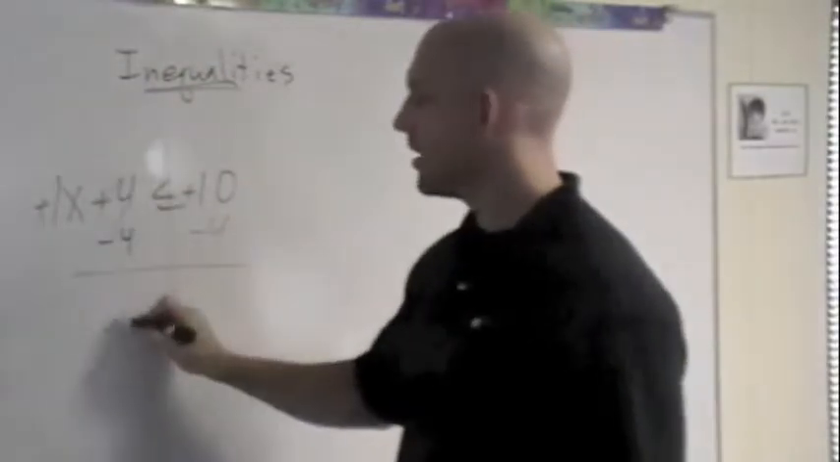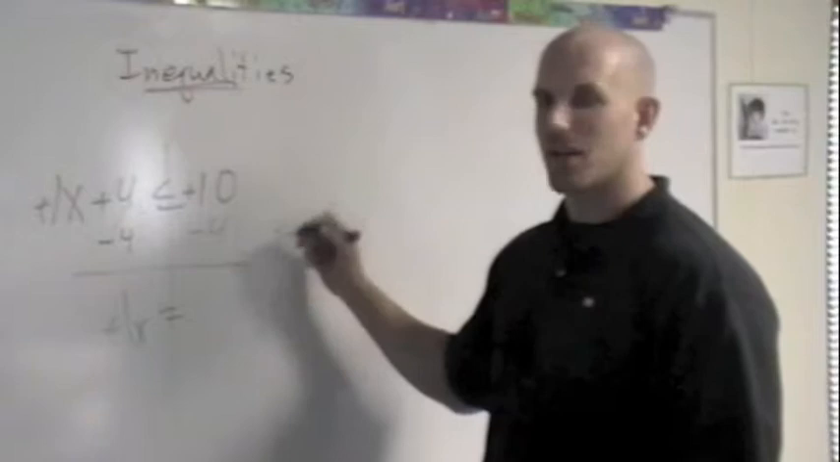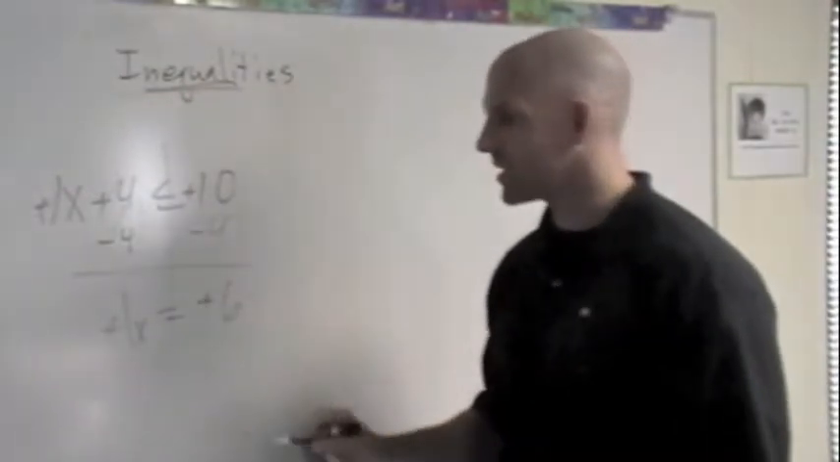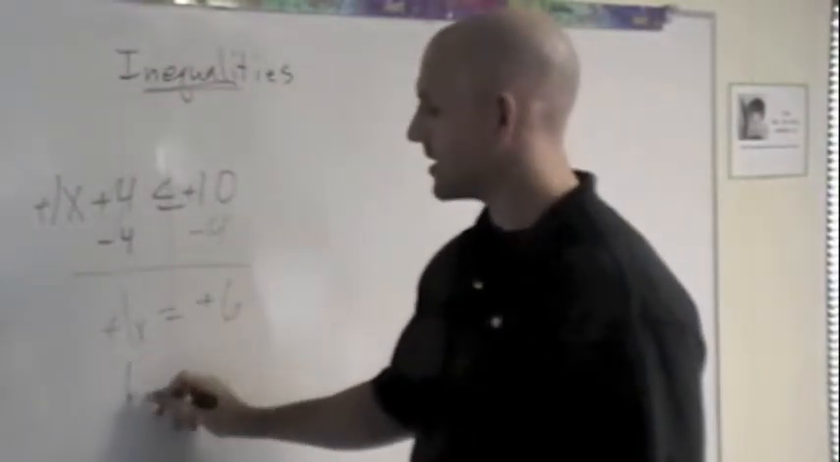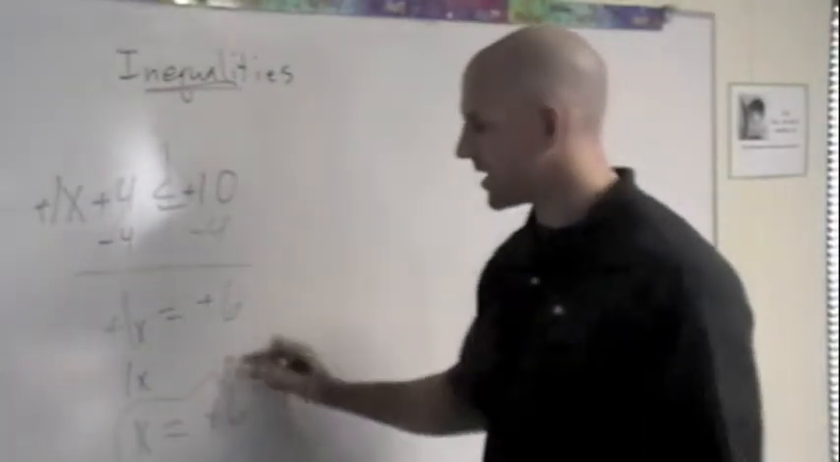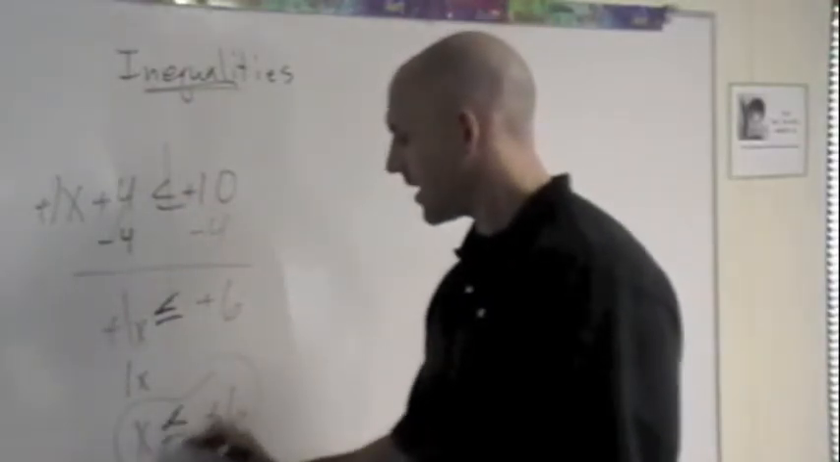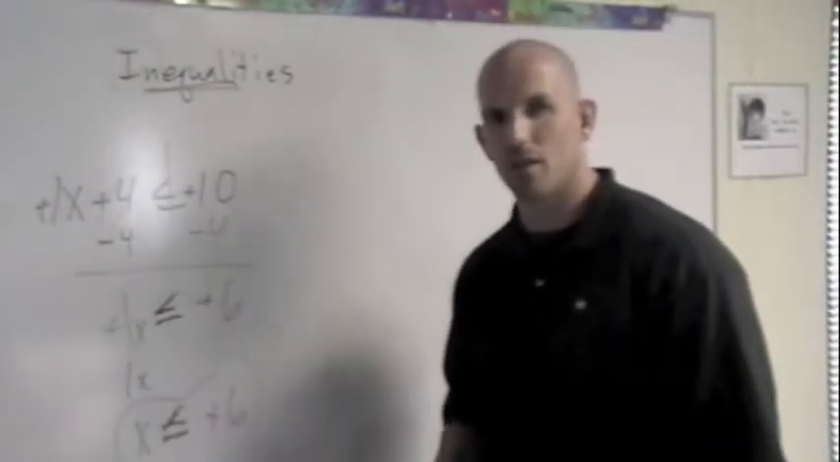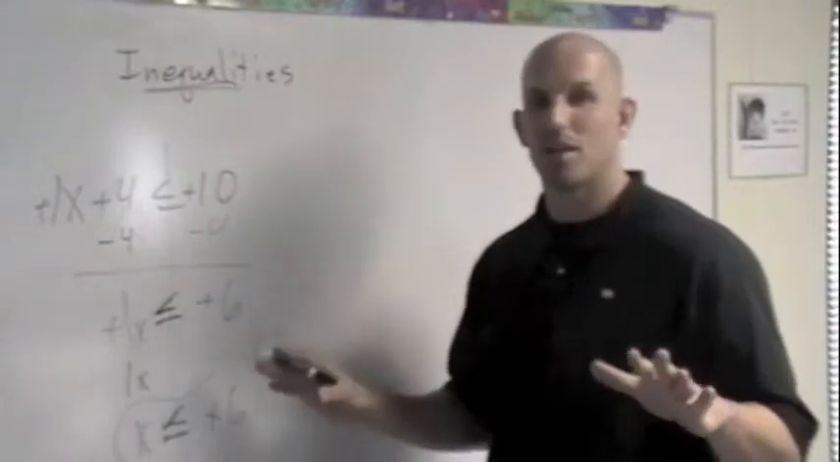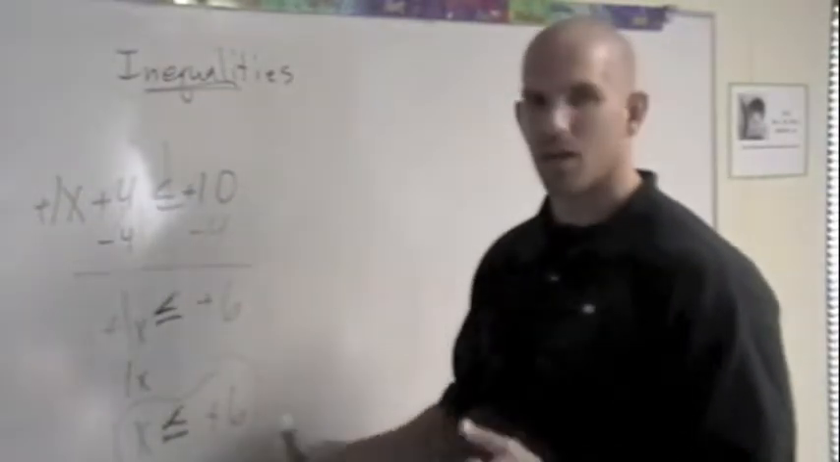They battle out. Positive 1x equals positive 10 battling negative 4. The positive wins by 6. We know positive 1x is the same as 1x, which is the same as x. x is less than or equal to positive 6. Don't forget my inequality sign instead of my equal sign. And we're done. No multiplication, division, nothing changed at all from an equation, except that we just had a different sign the whole way down.